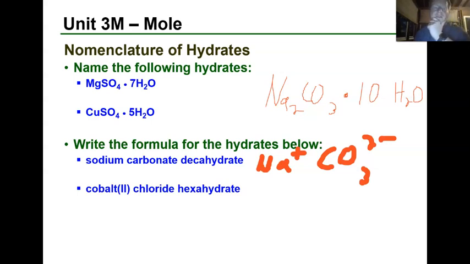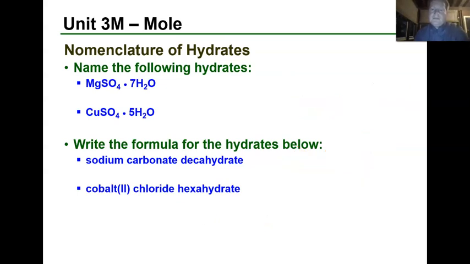Cobalt's a 2+, chloride is a 1-, so this would be CoCl2, because they're telling us cobalt's 2+ and Cl is 1-, dot hexahydrate, so that's 6, hexa 6. Remember you get these on the back of your periodic table. H2O. So that's how you do it pretty much. Again, it's not all that different, it's just new, that's all. Let me erase all these if I can, there we go.